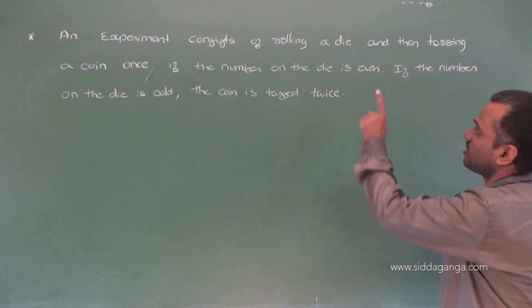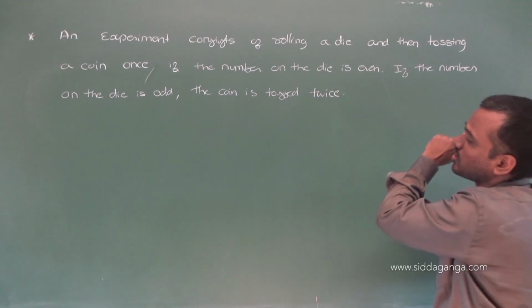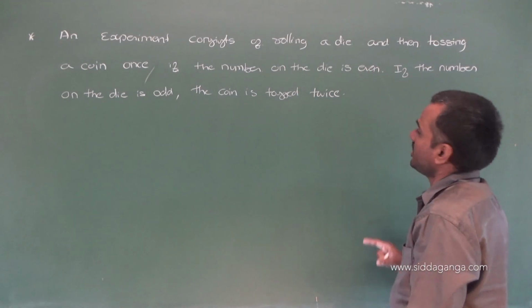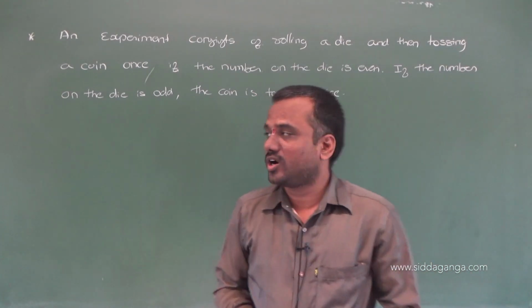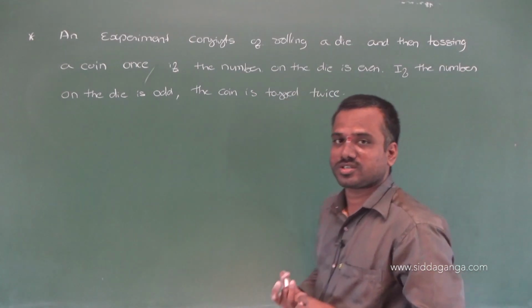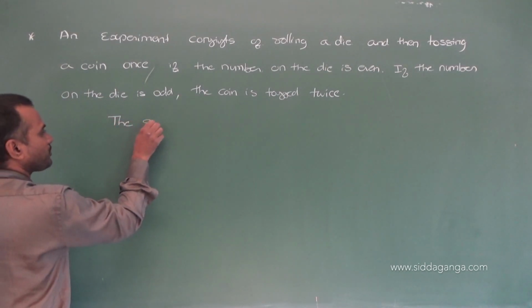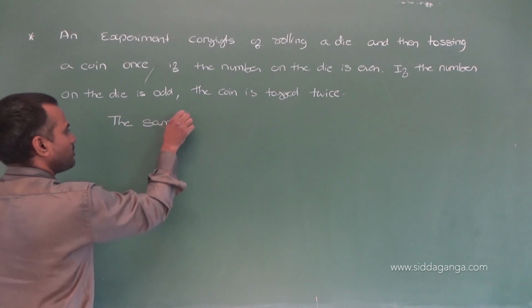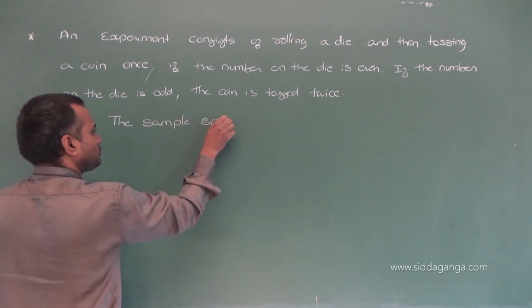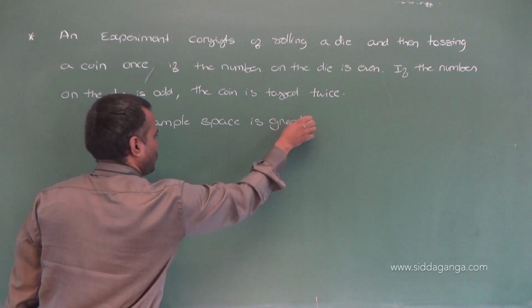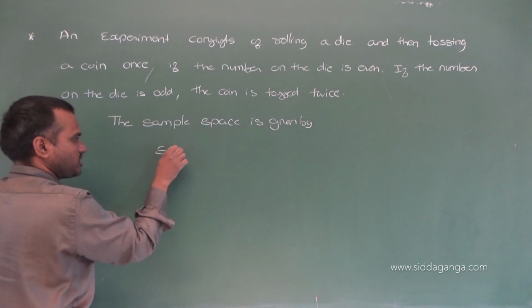An experiment consisting of rolling a die and tossing a coin once, if the number on the die is even. If the number on the die is odd, the coin is tossed twice. Okay, the sample space is given by, you know very well this one, S is equal to.